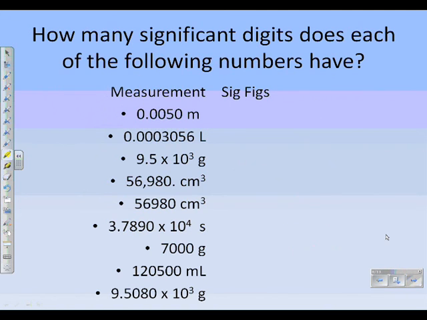Practice time. Up on the screen, I have 1, 2, 3, 4, 5, 6, 7, 8, 9 measurements. Why don't you hit pause wherever you're watching this thing, take a couple of seconds, see if you can identify the number of significant digits there, and I'll be back. Hit pause, and then when you're ready, hit play, and the answers will appear. Hopefully we did okay. If you have any questions, ask them in class tomorrow.